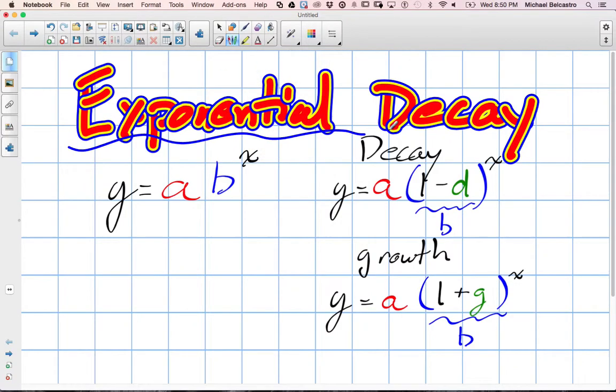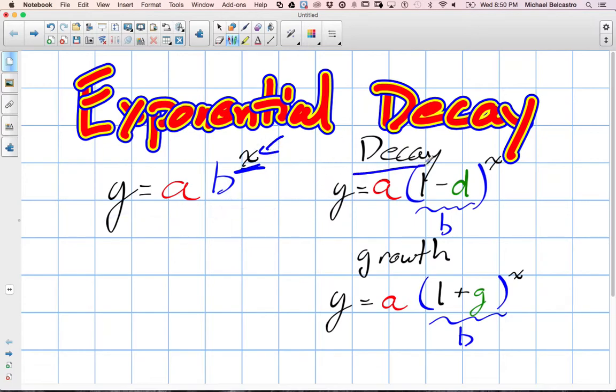Okay, we're going to look at exponential decay. We have to compare some formulas. This is our exponential function, a being our initial value wherever we start, b being our growth rate, whatever we're growing or decaying by, and then x usually represents a function of time.